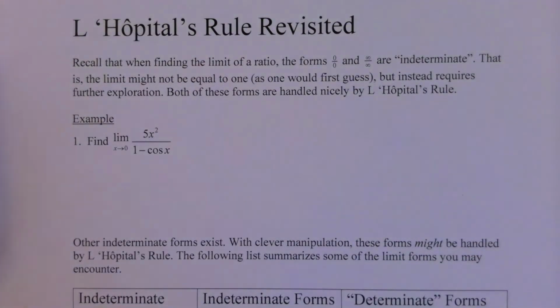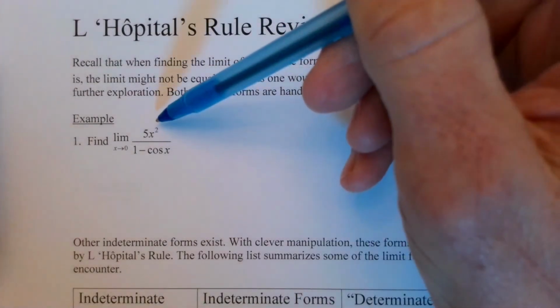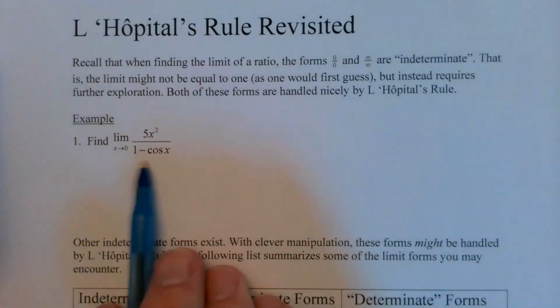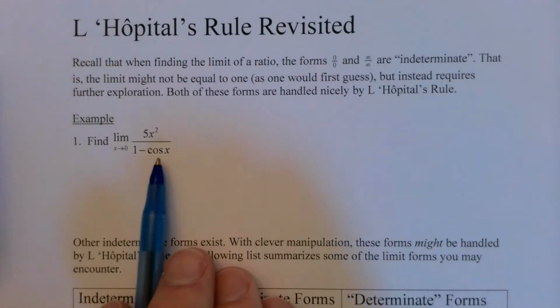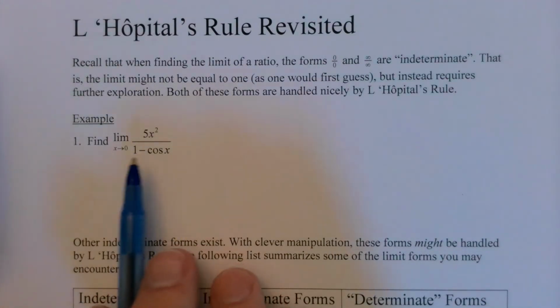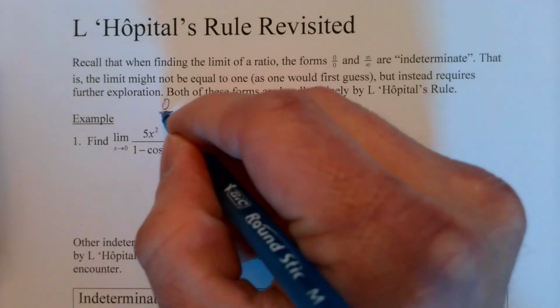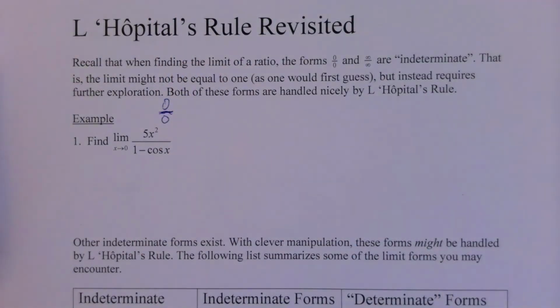Why is this a L'Hopital problem? Well, you kind of have to know you have the right form before you invoke L'Hopital's rules. Plug a 0 in here. You have 5 times 0 squared, which of course is 0. Plug a 0 down here. Cosine of 0 is 1, and 1 minus 1 is 0. So yes, you have 0 over 0, and that's one of the two forms that L'Hopital can help us with.